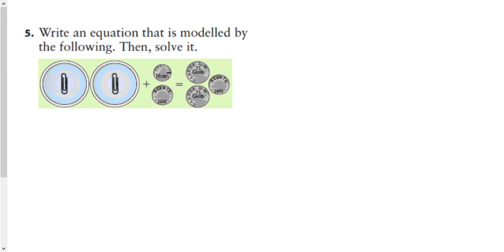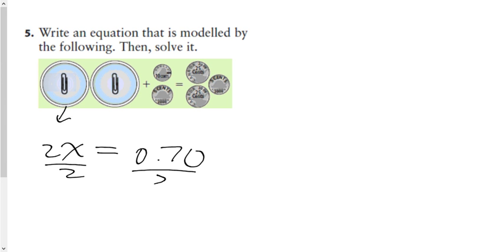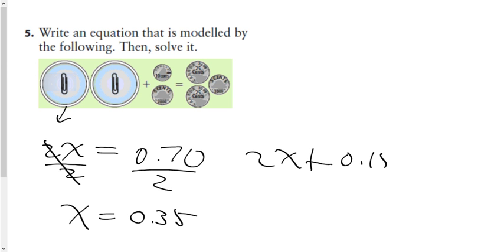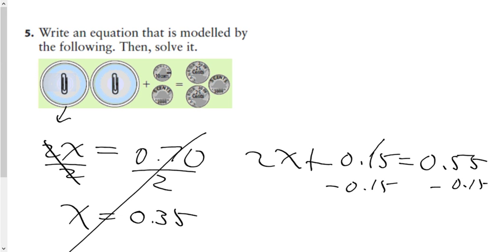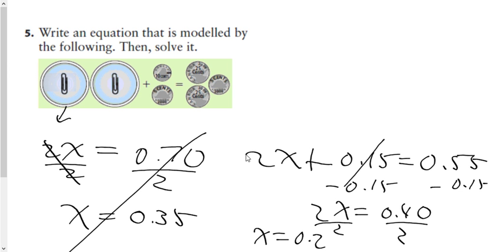Question 5 is write an equation. So here we have paper clips representing variables. So 2 variables is equal to, how much money is that? 50 cents, 60, I can't even see that, 70 cents, is that right? So 2 paper clips have a value of 70 cents. How much is each paper clip worth? Well, if you solve it by isolating the variable, each paper clip would be worth 35 cents. Oops, I made a mistake. It's 2 paper clips plus 15 cents is equal to 55 cents. So I'm going to subtract 15 cents from both sides. 2 paper clips then has the value of 40 cents. And therefore, when I isolate it, each paper clip has a value of 20 cents.